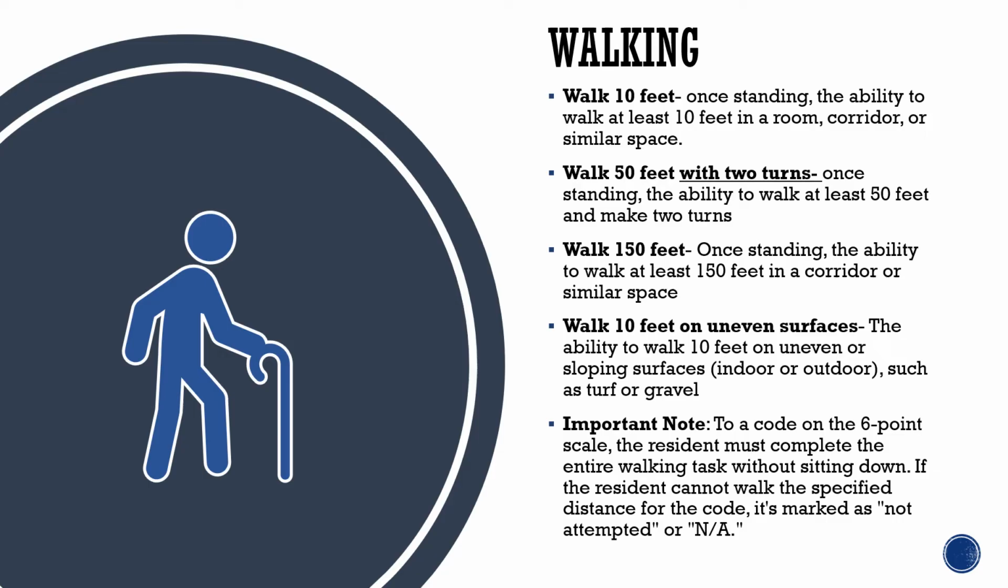Walk 10 feet on uneven surfaces. This is walking 10 feet on an uneven or sloping surface. This can be done indoor or outdoor, and it can be done in areas such as turf or gravel. It's important to note when coding the 6-point scale, the resident must complete the entire walking task without sitting down. If the resident cannot walk the specified distance for each one of the codes, it should be marked as not attempted or NA.